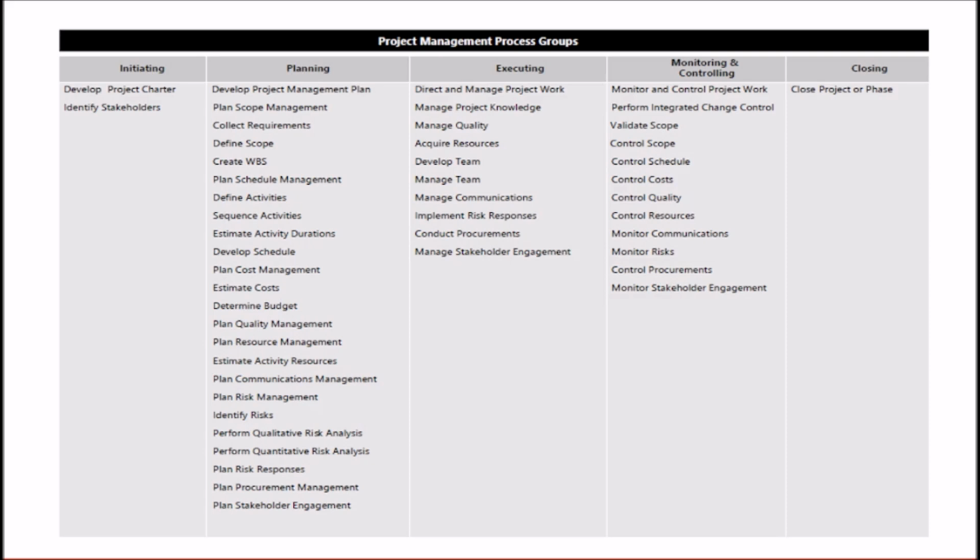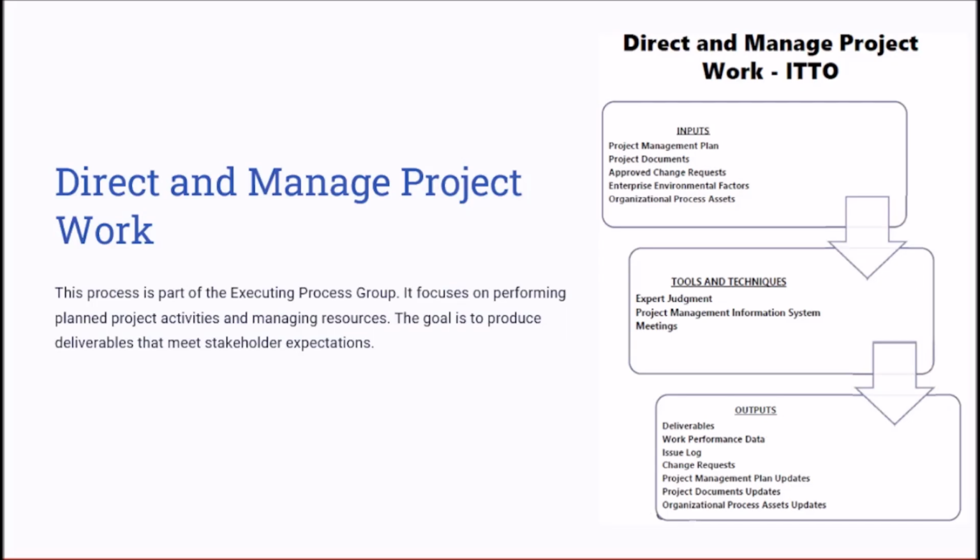So, welcome to this session on directing and managing the project work, which is the first process in the execution process group. It's essential for translating the project management plan into actionable tasks that deliver the desired outcomes. It requires project managers to ensure the work is conducted as planned, while remaining flexible to address emerging challenges. This process involves directing team activities, coordinating resources, and monitoring progress.